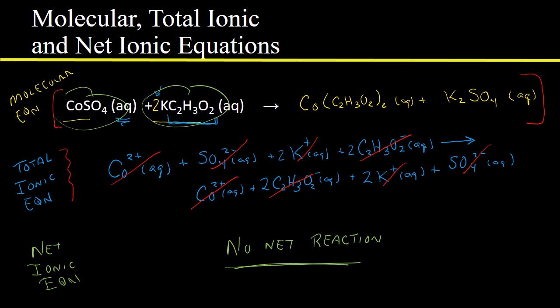Before we got to this section, you wouldn't be able to predict whether a reaction was going to happen. If I said mix a solution of cobalt sulfate and potassium acetate, what's going to happen? You wouldn't really know. So you need to have those solubility rules, and you need to understand how to write these molecular equations, total ionic equations, and net ionic equations. And now we know for this particular reaction, nothing happens. That's a really nice predictive tool.